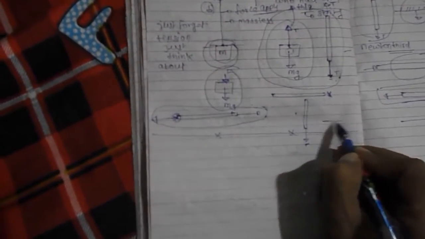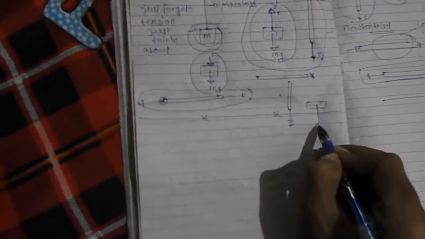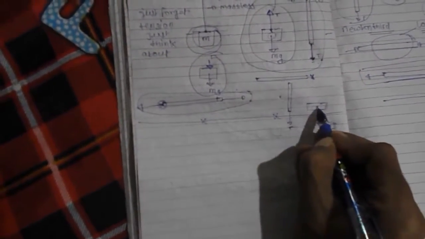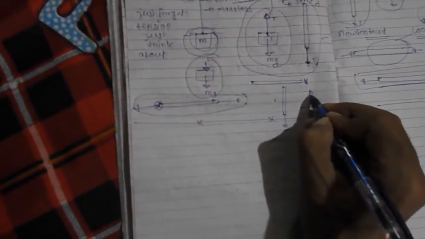And here this is the mg, and who has applied this force? This block m has applied this force. So it would be like this.